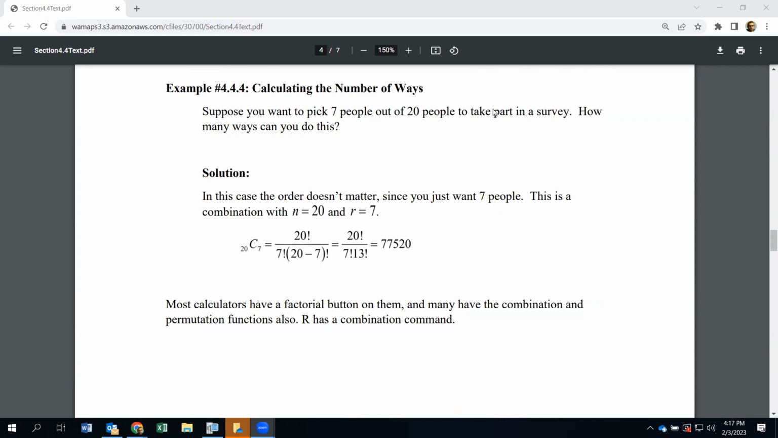So we can clean this up. Specifically, we can take care of the subtraction within the parentheses. So this gives us 20 factorial all over 7 factorial times 13 factorial. The main thing that I want to point out right now is do not do 7 factorial times 13 factorial. You want to keep them separate.